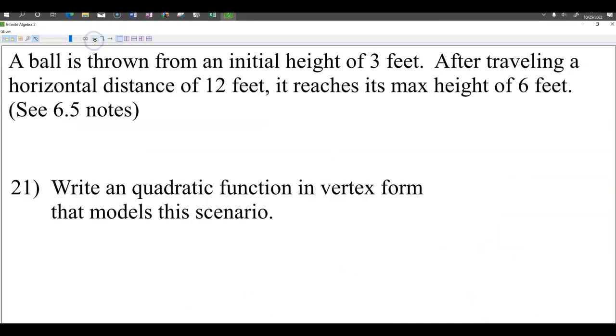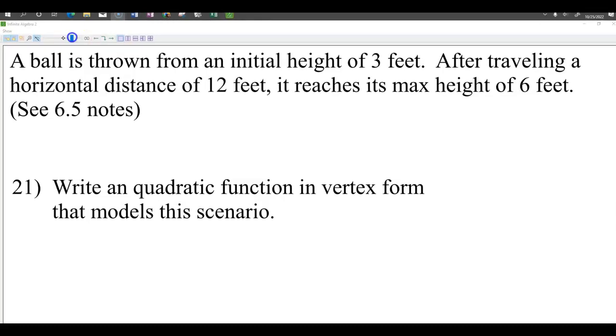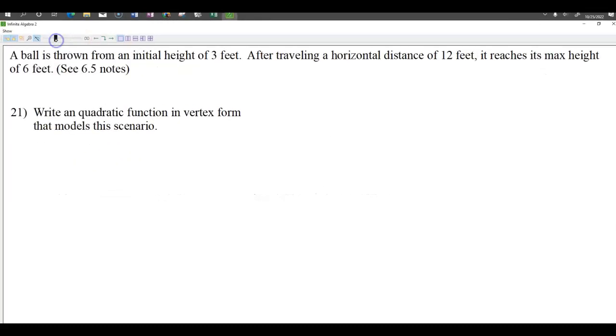All right, so for the last one, I'm going to do 21 and 22. I'll leave 23 and 24 for you. All right, so the last one here is a word problem. So the problem is telling us that a ball is thrown from an initial height of 3 feet.